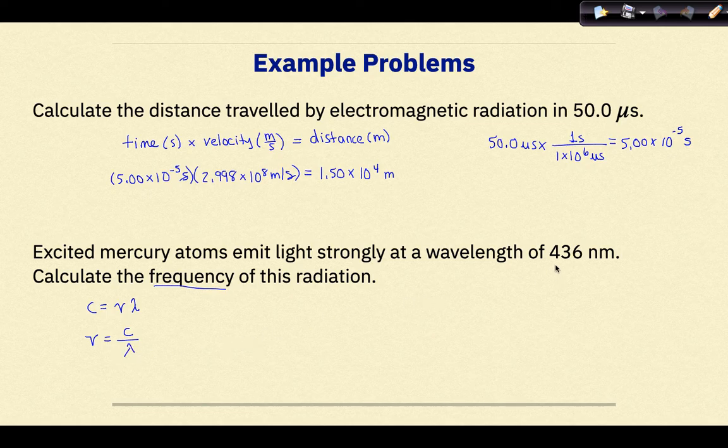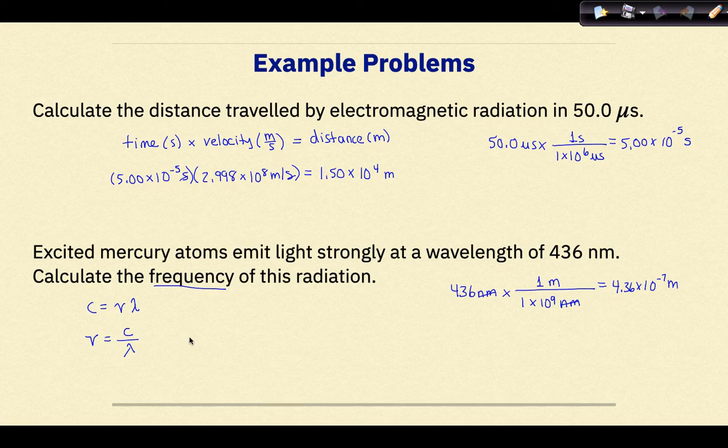As I have done before, this 436 nanometers, I need in meters. So 436 nanometers times 1 meter over 1 times 10 to the 9th nanometers. Nanometers cancel nanometers, so I'm left with the unit of meters, which is what I want. And this will be 4.36 times 10 to the negative 7 meters.